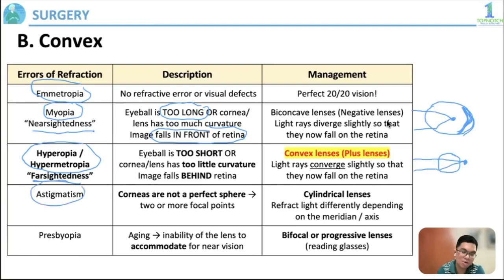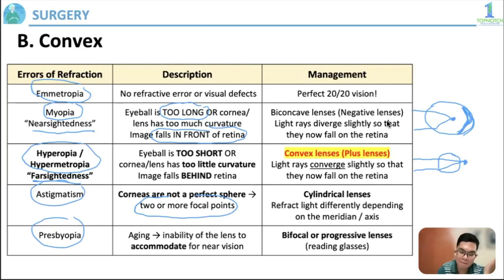And then astigmatism, so hindi perfectly spherical yung refractive surfaces mo, kaya there are two or more focal points. And lastly, presbyopia sa mga matatanda, there's age-induced loss of the ability of the lens to accommodate for near vision. So, sa myopia, yung gamot dyan is give your biconcave lenses.